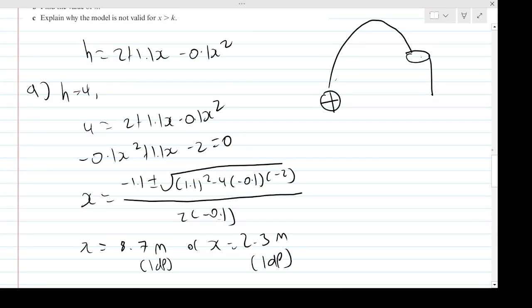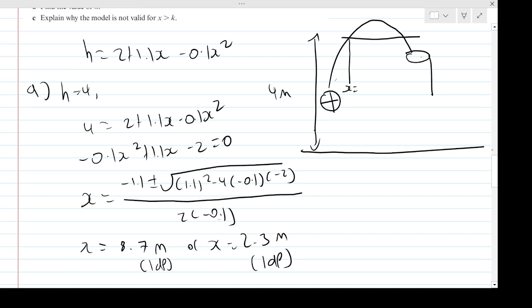So those are the two values of x when the basketball is 4 meters above the ground. Say we had ground level, and say 4 meters is the height at this point in the path. That would be when x is 2.3, and here the second time when x is 8.7. Okay, hopefully it made sense. That's just the idea of what's going on here.